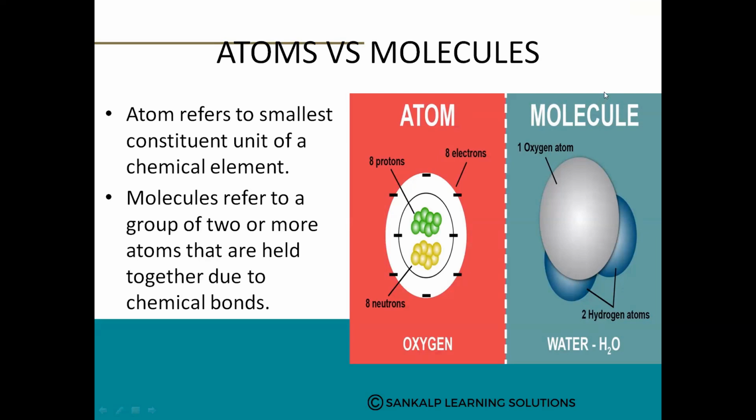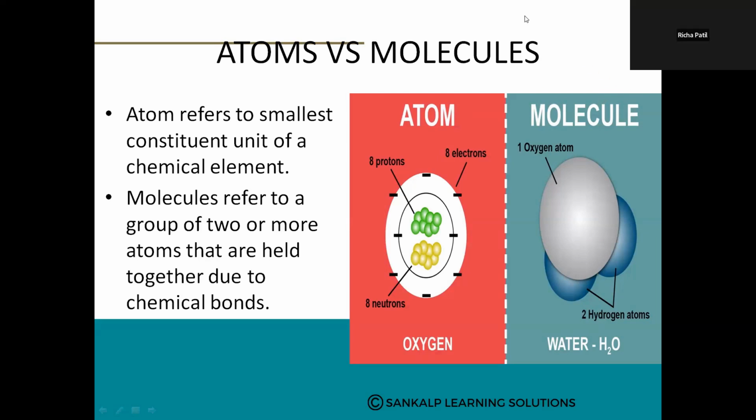What are atoms? What are molecules? So what is an atom? Atom refers to the smallest constituent unit of a chemical element. It is the smallest particle of matter of an element. You know in your periodic table, there are 118 elements, right? Out of all these elements, an atom is the smallest constituent unit. For example, a hydrogen atom is the smallest constituent unit of matter of an element.